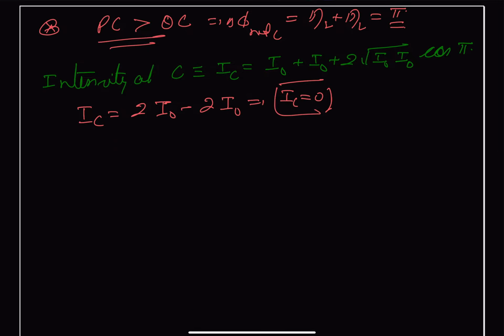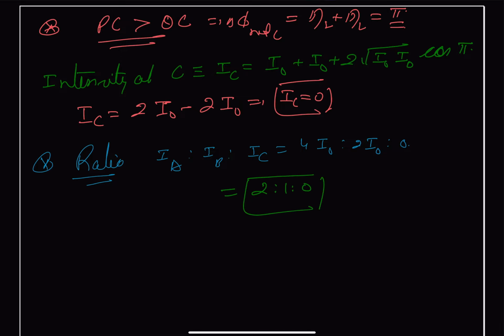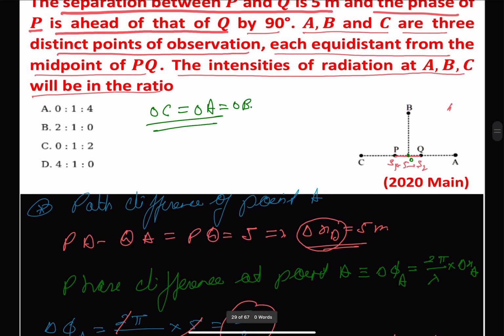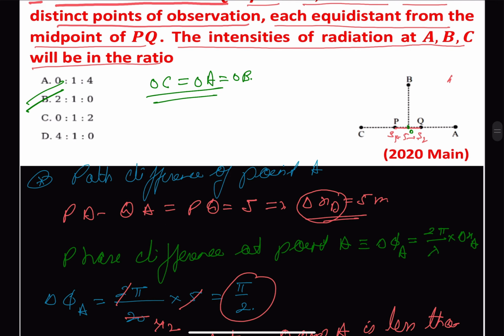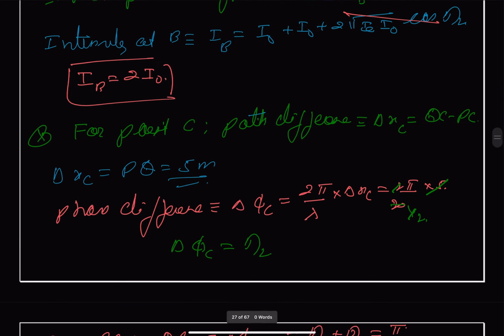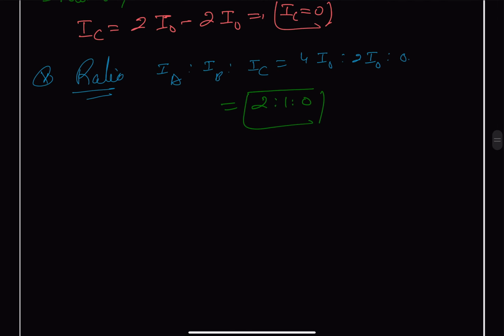So the ratio of intensity at A, intensity at B, and intensity at C will be equal to 4I naught, 2I naught, and 0, which can be written as 2:1:0. So option number B is the correct one. Option B is correct.